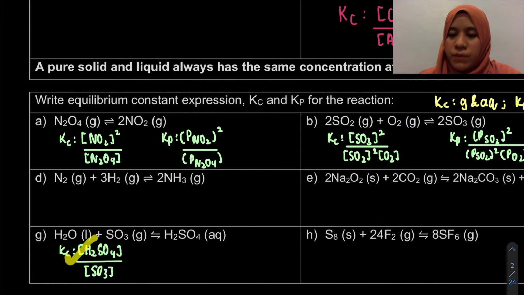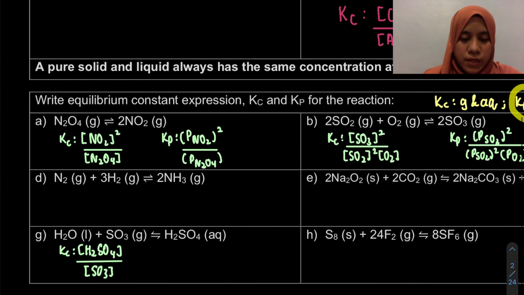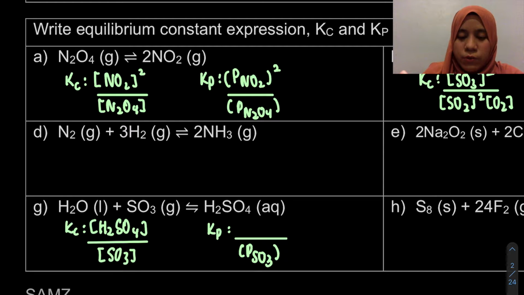Okay, what about Kp? Kp is for the gas phase only. So the gas phase is SO3. How do we write it down? This means SO3 is our reactant, so we have to write it at the bottom. So it is the pressure of SO3. How do we do the top? Miss can't just leave it empty. So here we just write down 1 over the pressure of SO3.